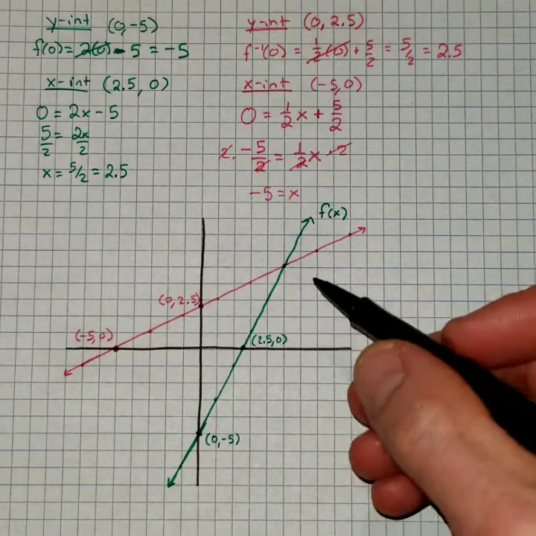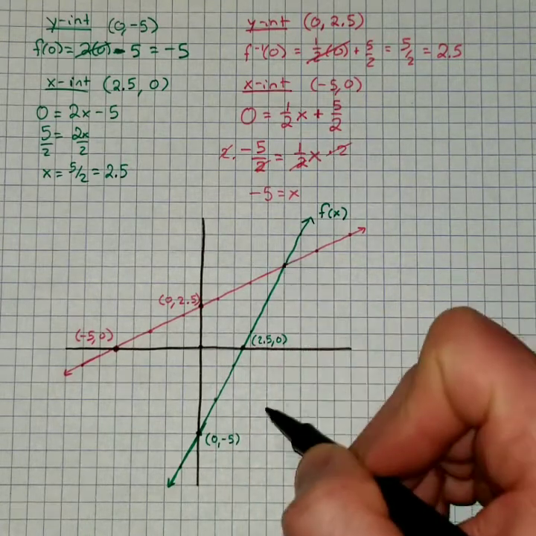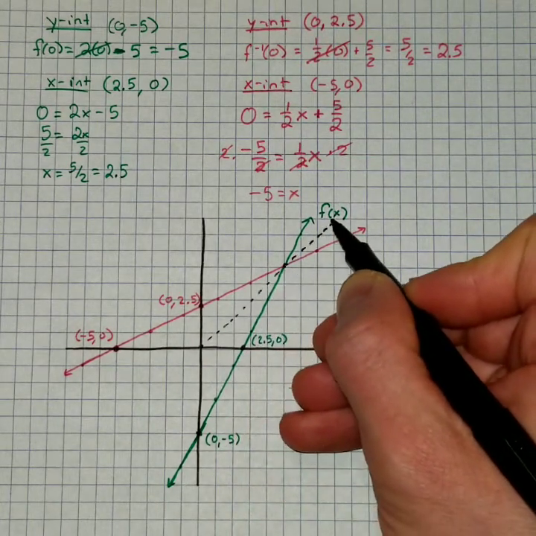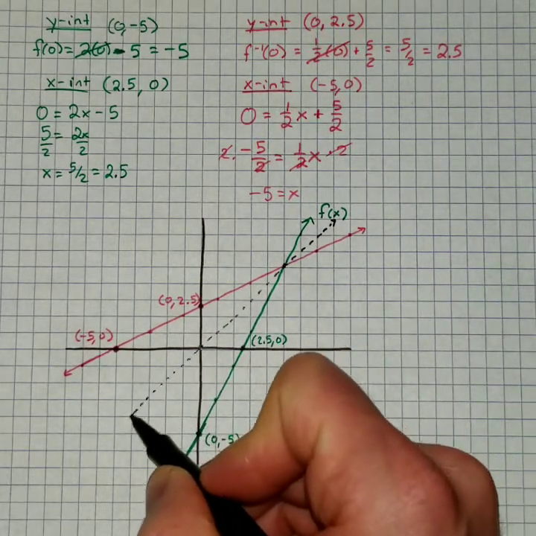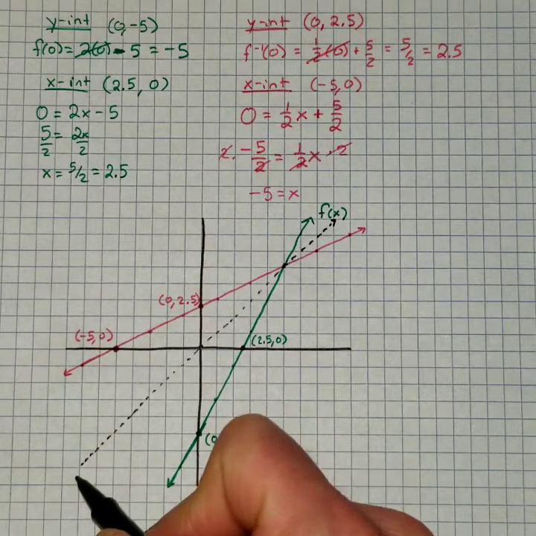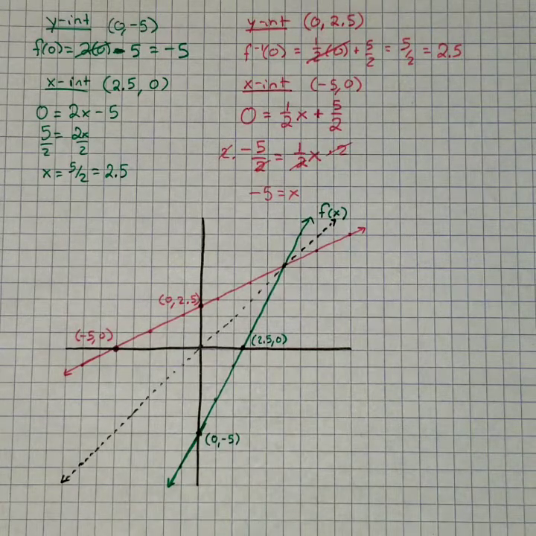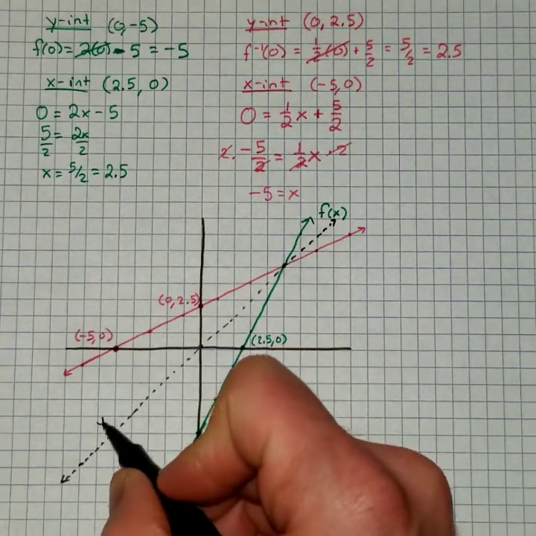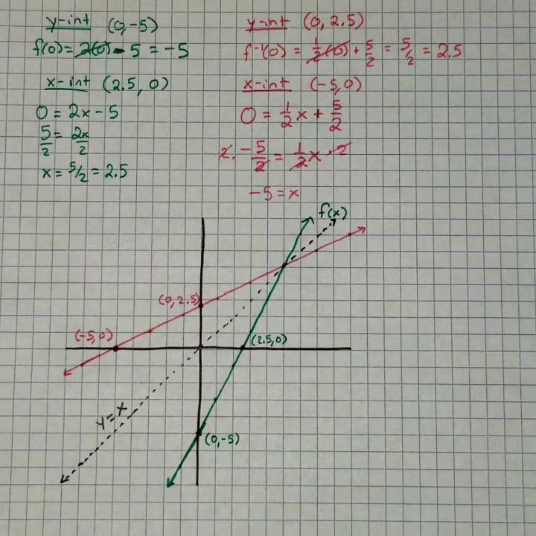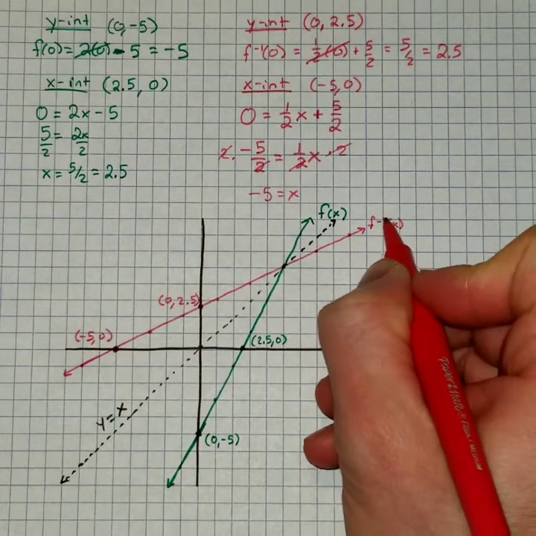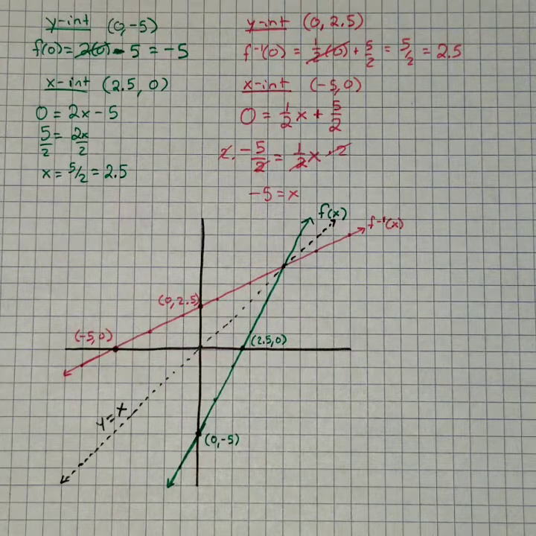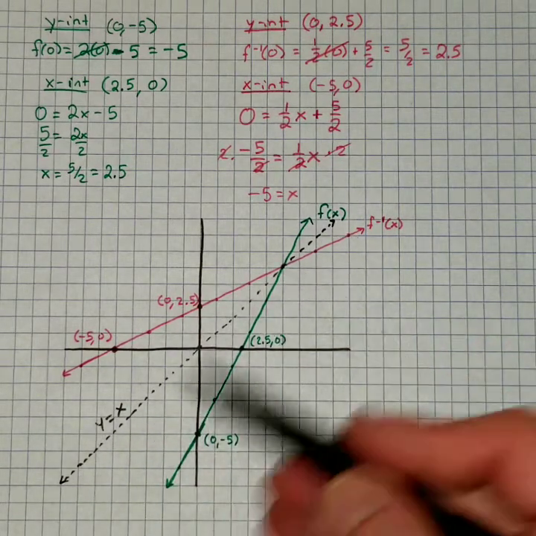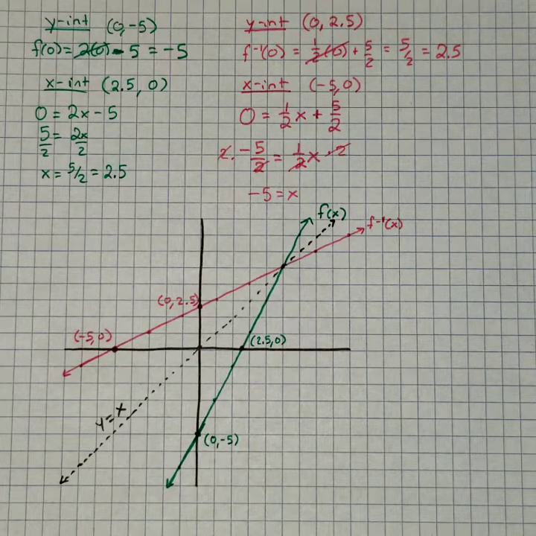In fact, if I were to draw a line from the origin to the intersection point, you would find that there will be exact symmetry between these two graphs along that line. That line goes up through the intersection point. It is the line y equals x. One thing I forgot to do is label my inverse function over here in red. Now, for this inverse function, the line y equals x runs midway between the other two functions. It is in fact a line of reflection between the two.